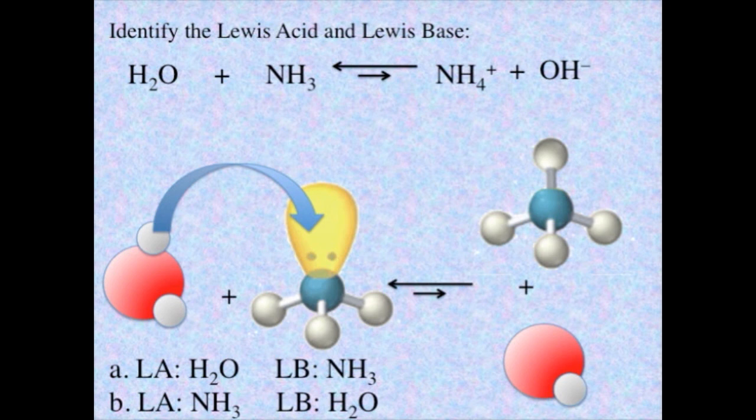So which is it? Is water the Lewis acid and ammonia the Lewis base? Or is the Lewis acid ammonia and water is the Lewis base? Which one? The electron donor in this story is ammonia with a pair of electrons that are being donated. The electron receiver is a proton from the water molecule. The proton has an empty orbital which can accept a pair of electrons from ammonia. So water is the Lewis acid and ammonia is the Lewis base.